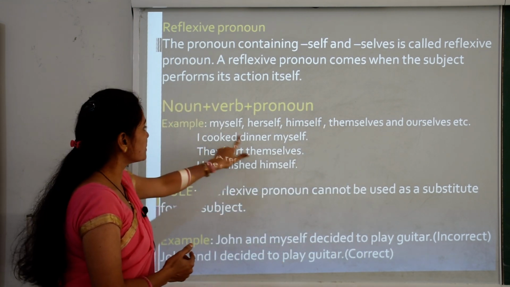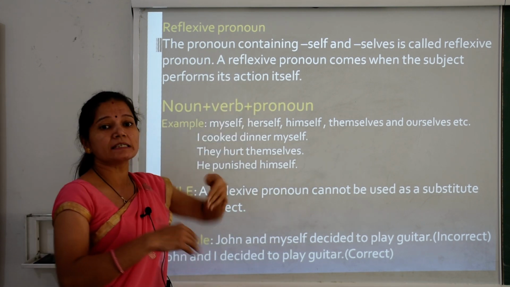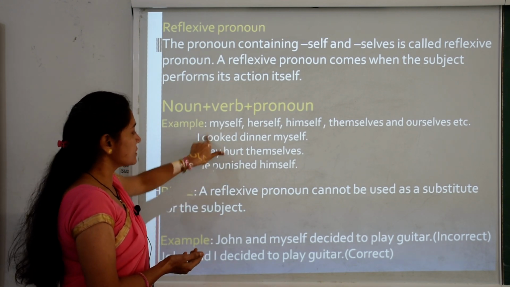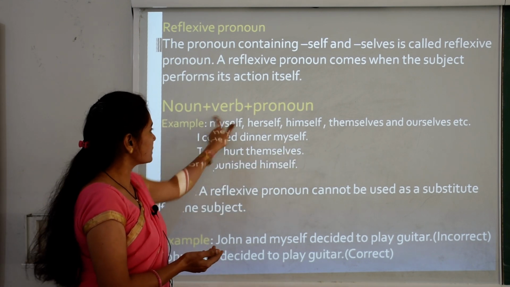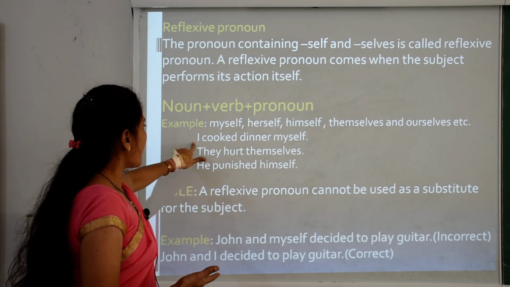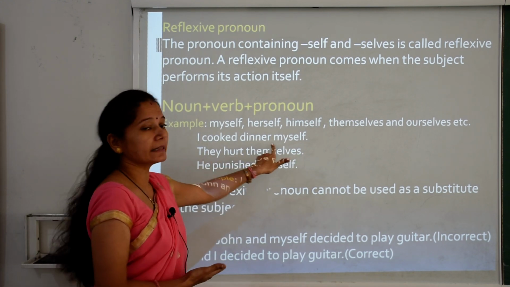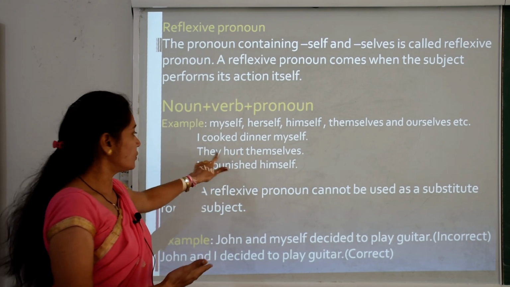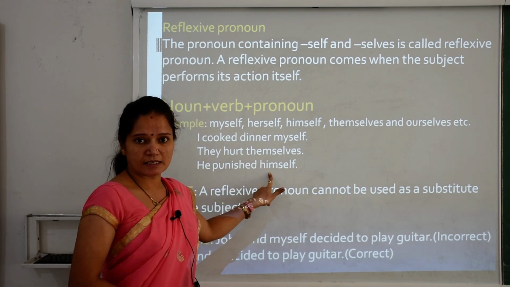I cooked dinner myself. I told you the subject performs its action itself. So here the subject is I and the action is cooked. So I cooked dinner myself. The subject is performing its action itself. I hope you understand. Now let's read the next. They hurt themselves. Here the action verb is hurt and the subject is they. He punished himself.